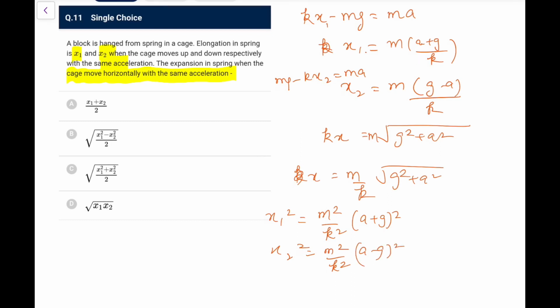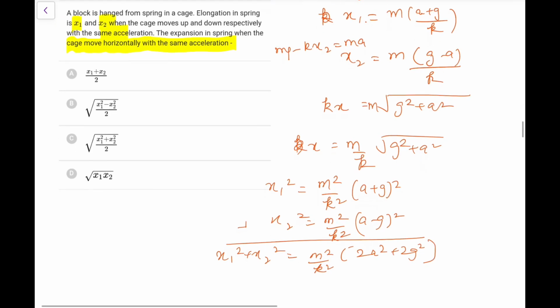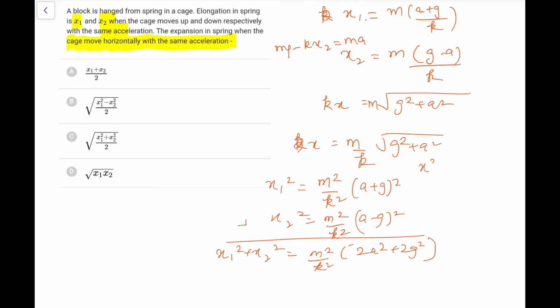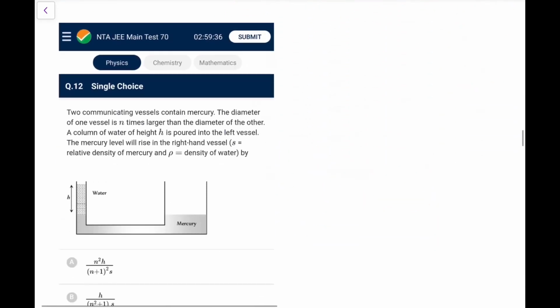So if I add the two, x1 square plus x2 square, I will get m square by k square times (2a square plus 2g square). Okay, so that cancels out. Using this here, this x square is m square by k square into g square plus a square. So you can directly make out this x square is half of this. So go for option C. That is the answer here. So a nice question. Next one.